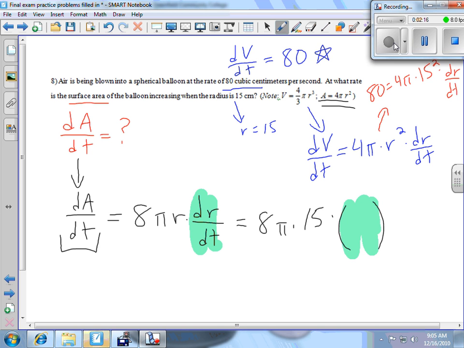Well, that's very good because it means we can solve this equation for dr/dt and then plug it in for the turquoise highlighted part. So this guy comes down here and tells me that dr/dt is equal to, all right, we'll just write it, 80 divided by 4 times pi times 15 squared. And so I can put that for the dr/dt in here.